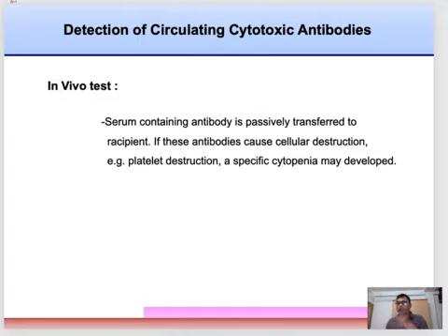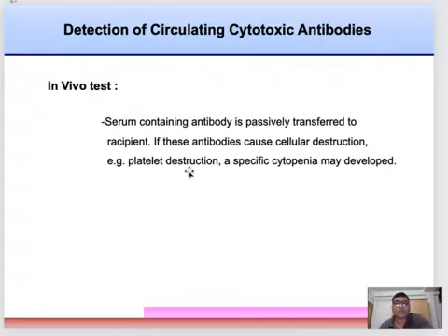We know in vivo and in vitro. In vivo means inside the body, and an in vitro test is outside the body, which we usually do in the laboratory, in a petri dish or on slides. In the in vivo test to detect circulating cytotoxic antibodies, serum containing antibodies is passively transferred to the recipient. We collect the serum which contains the antibody, and then we inject this serum into the recipient.